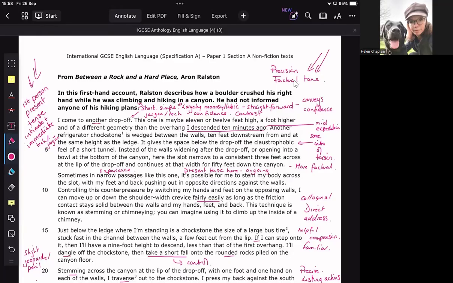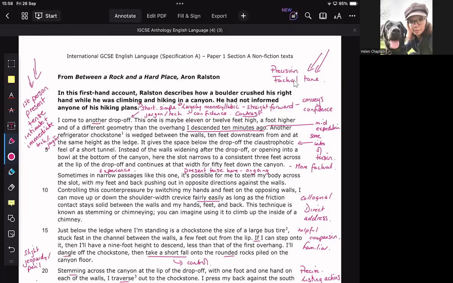What you could do is you could definitely contrast this very precise, objective language with the much more dramatic, onomatopoeic, emotive language later after the accident.